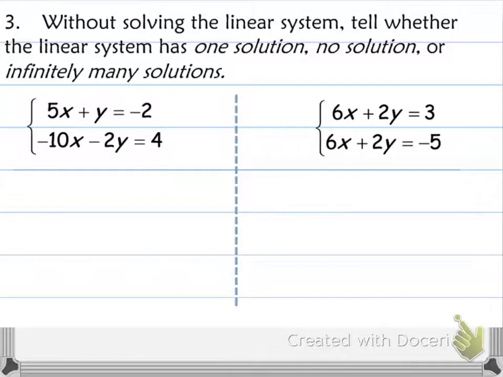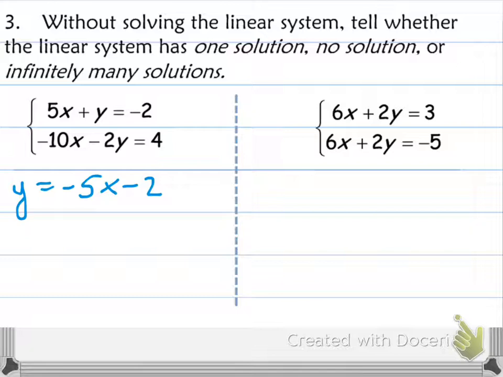So let's look at the next set of examples. I don't want to solve these. I just want to use those categories to determine which of those situations might arise. So we're going to solve each of these equations for y. I'm going to do the first example here. If I solve each of these for y, my first one comes out to be negative 5x minus 2.